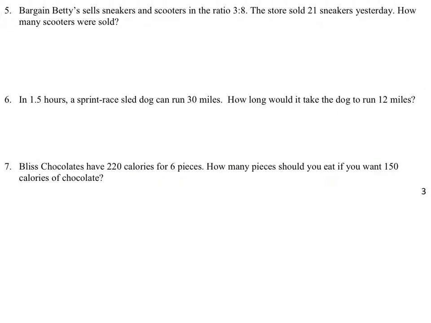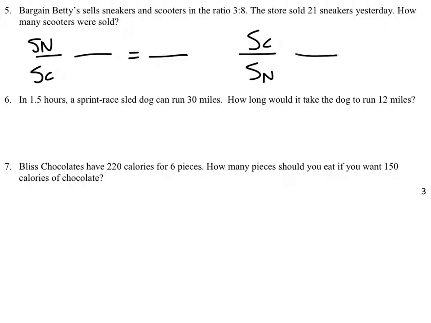So Bargain Betty sells sneakers and scooters in the ratio of 3-8. The store sold 21 sneakers yesterday. How many scooters were sold? Okay, well, we got sneakers compared to scooters, or we compare scooters to sneakers. We'll set up a proportion this way, and then also these.